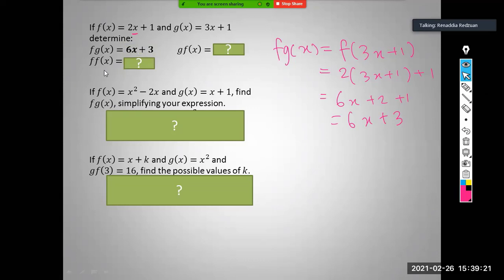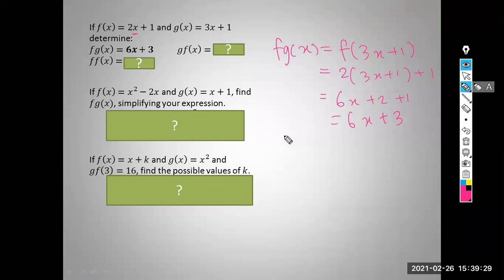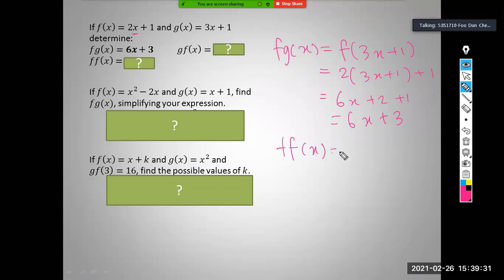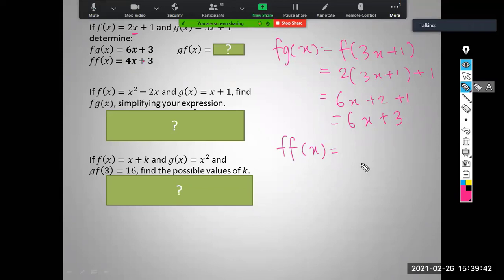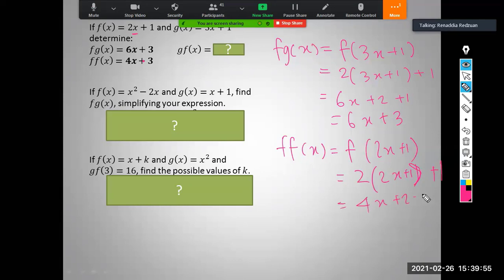Okay, ff(x), apply f twice. ff(x). 4x plus 3. Yeah, I got 4x plus 3. Okay, very good. So f is 2x plus 1, then apply f one more time. So 2 times 2x plus 1 plus 1. So 4x plus 2 plus 1. 4x plus 3.